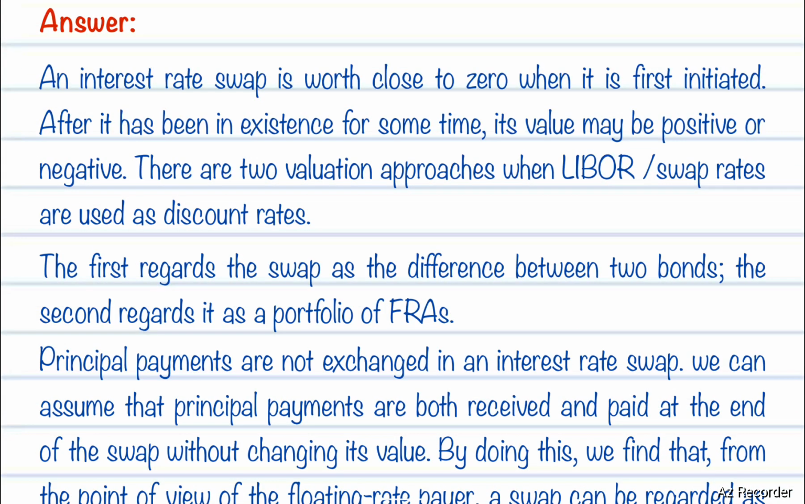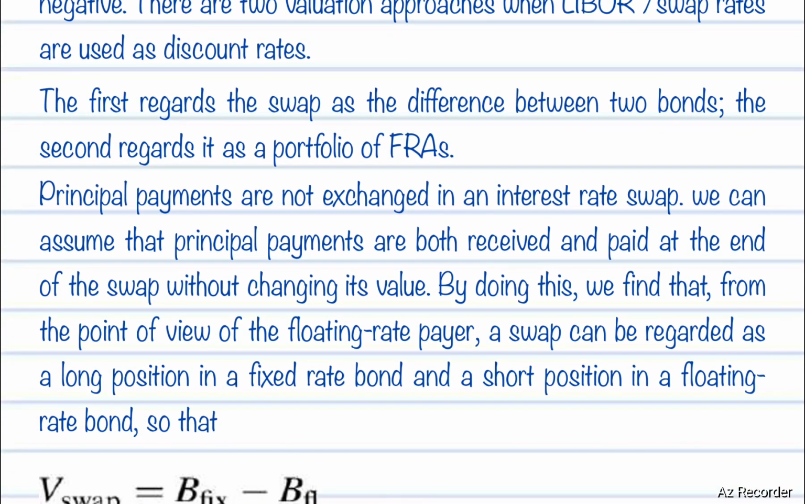An interest rate swap is worth close to zero when it is first initiated. After it has been in existence for some time, its value may be positive or negative. There are two valuation approaches when LIBOR or swap rates are used as discounting rates. The first regards the swap as the difference between two bonds. The second regards it as a portfolio of FRAs.